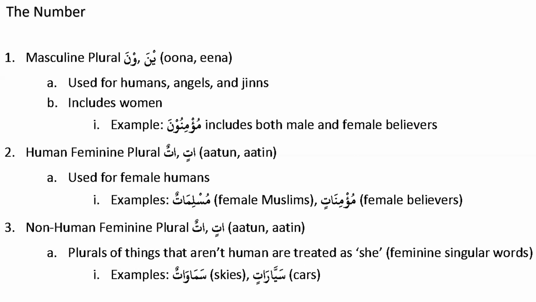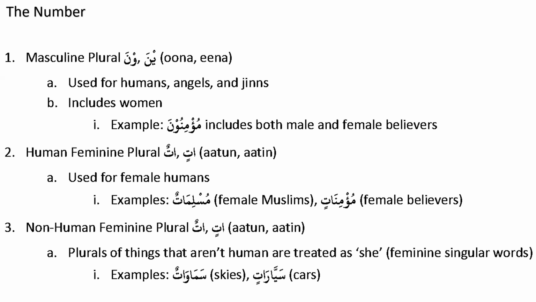Feminine is exclusive. Okay. Human feminine plural, the second category, atun and atin, which is from our feminine chart. These are exclusively feminine. They cannot have masculine inside them. So use for feminine. So muslimatun, muslimatin, all these are from the chart. Non-human feminine plural also atun, atin, meaning samawatun, sayyiratun, but still you can find them by looking at the atun and atin.